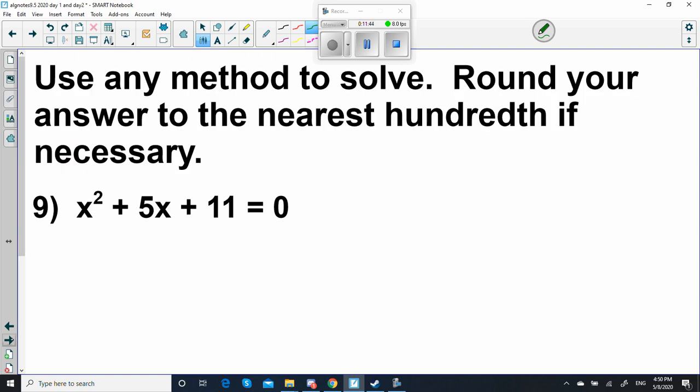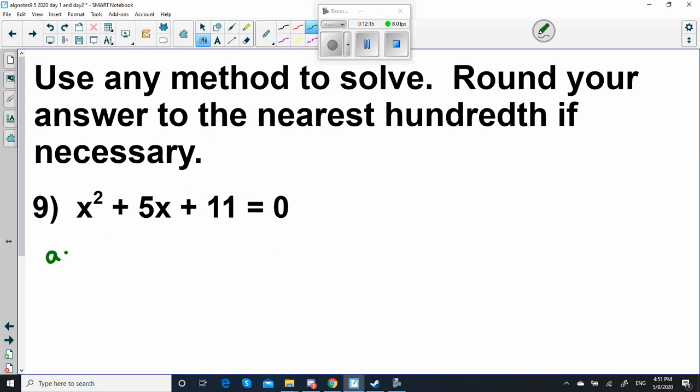All right, number 9. It says use any method to solve, round your answer to the nearest hundredth if necessary. So let's see if it will factor. I don't think it's going to. 11's prime, so let's see. Factors of 11 that give us 5. 1 times 11, that adds up to 12 and it subtracts to 10. Neither one of those give me 5 and I don't have any other choices. That doesn't work. Factoring is out. Square root is out because it's got this bx term. I'm not graphing it, so I guess it's quadratic formula.